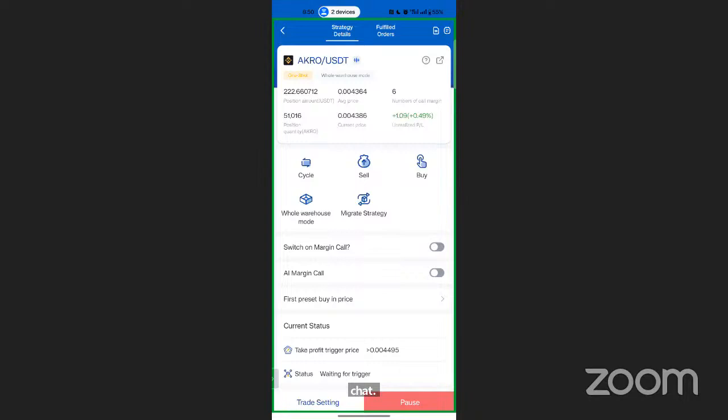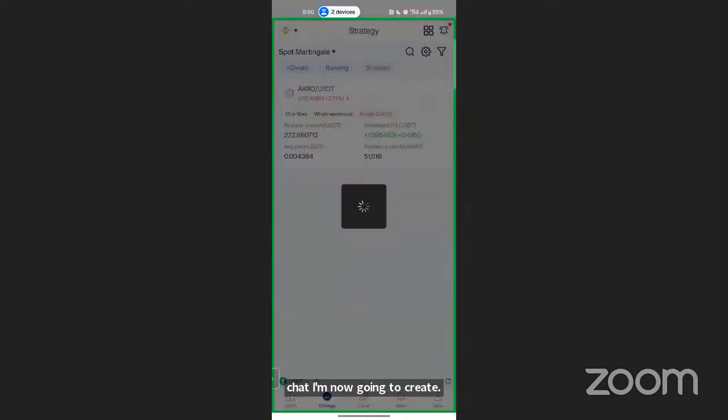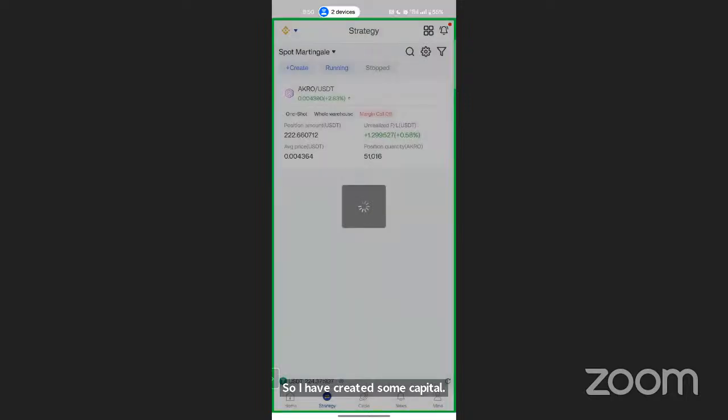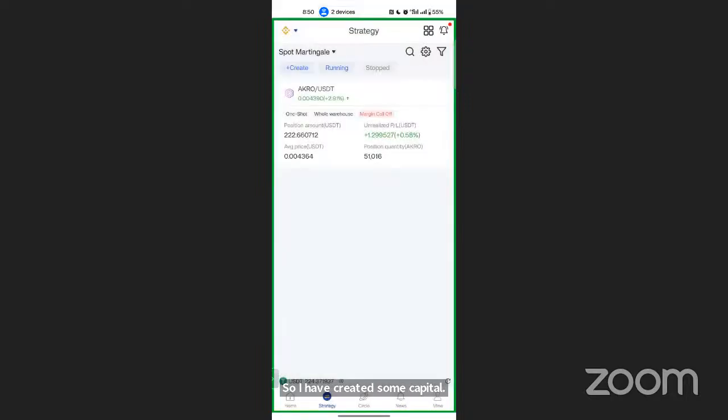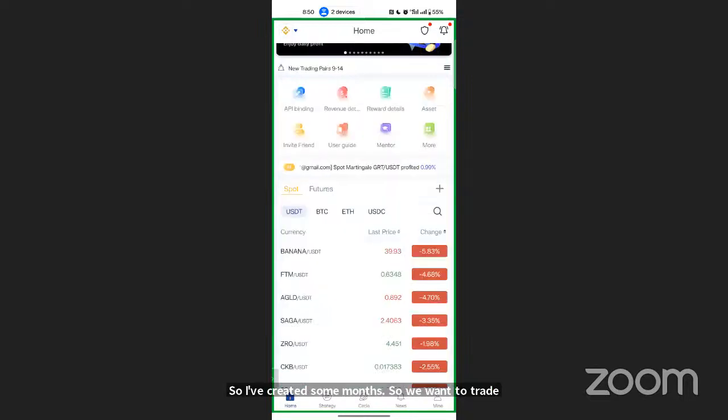I'm now going to trade. So I have created some capital. I have some $224 in my chart. Can we see that? If you can see my $224, okay, give me a yes in the chat. So I've created some money. So we want to trade. Okay, there are no signals, but you want to make money.